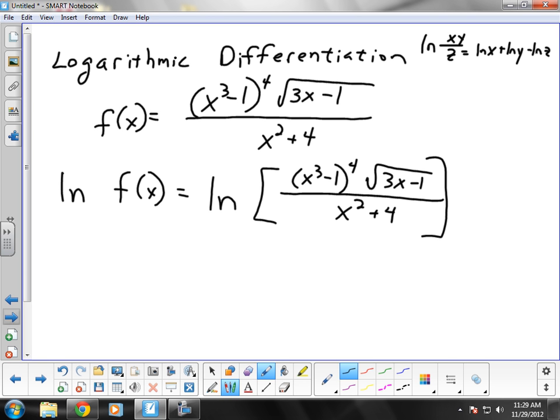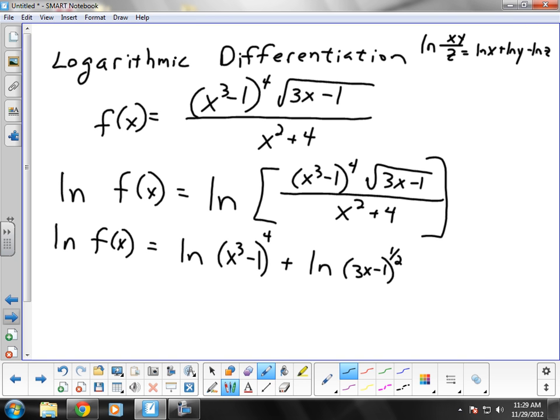Now I'm going to use the properties of ln's and rewrite that. The ln of f of x is equal to the ln of (x to the third minus 1) raised to the fourth, plus the ln of... Now, I'm not going to write that as a square root. I'm going to write it as (3x minus 1) to the 1/2. Good. Minus, remember I subtract off anything that's in the denominator, minus the ln of x squared plus 4.